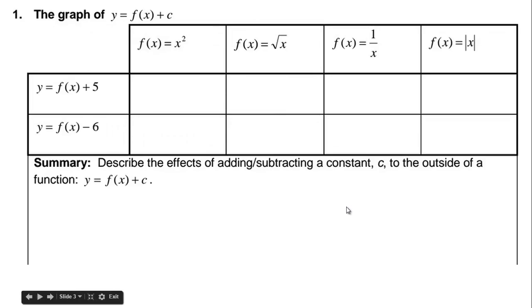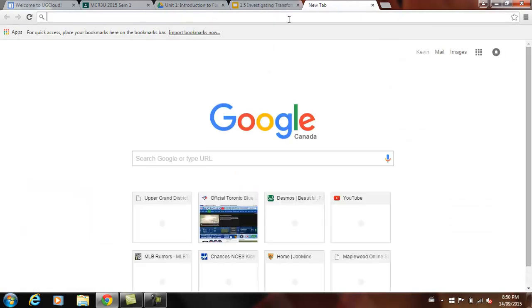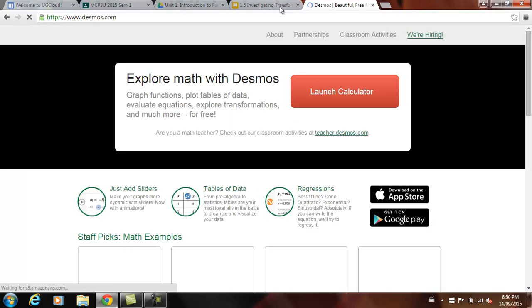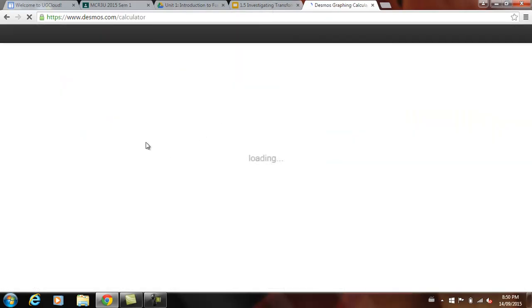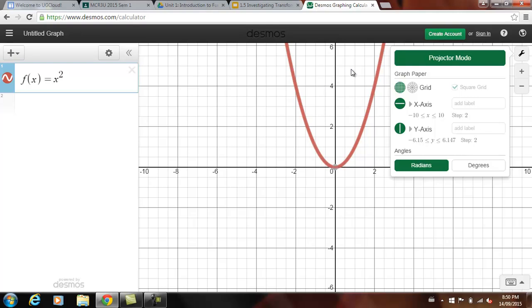To walk through these, we're going to start off with the f of x plus c transformation. So we start off with the base graphs. We go to Desmos, which is really quick to get to at any time. If we start off with the base graph, f of x equals the x squared graph, I'm just going to put it in projector mode so you can see it a little bit better.